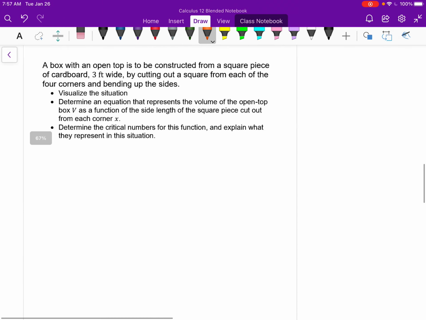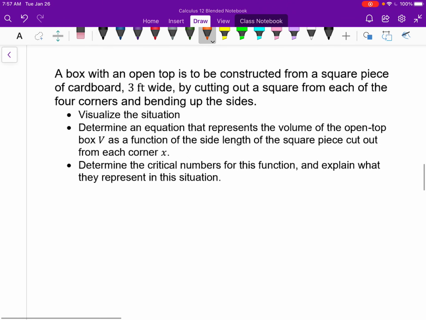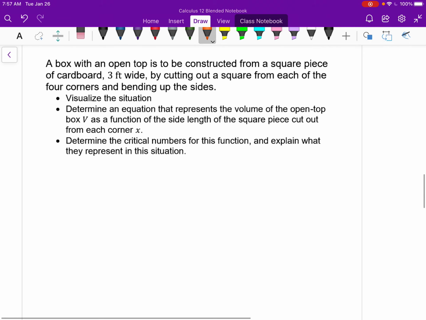All right, last question. Again, another standard type of optimization question. A box with an open top is to be constructed from a square piece of cardboard 3 feet wide by cutting out a square from each of the 4 corners. So I want to visualize the situation. So let's do that first.